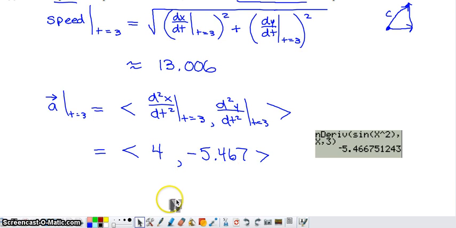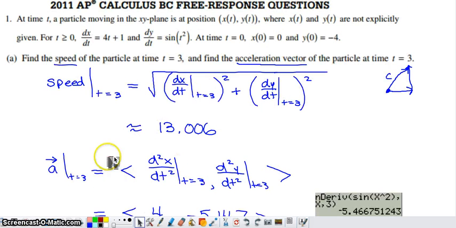And so the acceleration vector would be represented like that. You don't have to worry about finding the magnitude and the direction of that vector.